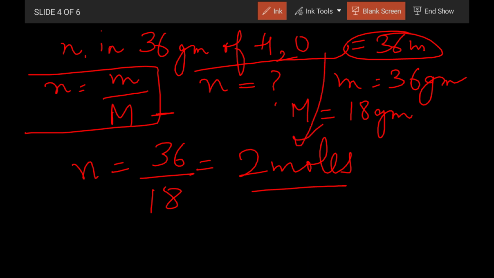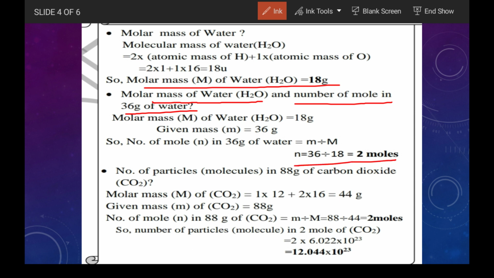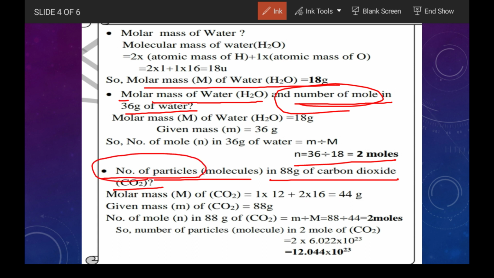Okay beta. So now we have to calculate the number of particles or molecules in 88 gram of carbon dioxide. Look at the question carefully. We are not asked only about the number of moles like in the previous question. Here the number of moles was asked only. Now what is being asked? Number of particles. So to calculate the number of particles, we will first calculate the number of moles. In what? 88 gram of carbon dioxide.